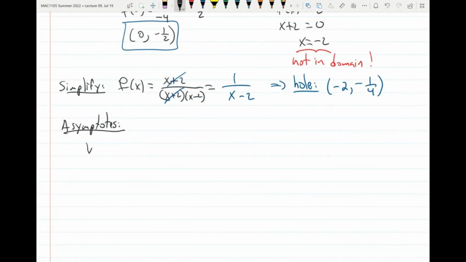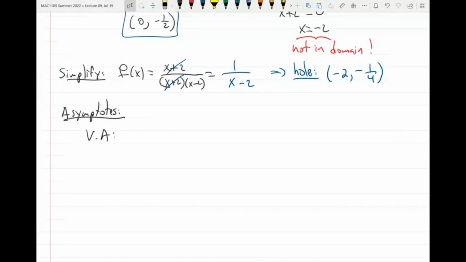So let's see. Vertical asymptotes. Do we have any vertical asymptote? What is it? x equals 2. I encourage you to really engage in this because you have a test on this the day after tomorrow. Okay? So it's in your best interest to be engaged in this. So x equals 2. Do we have any horizontal asymptote?